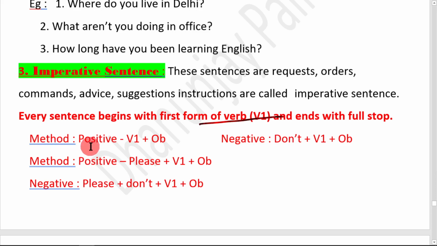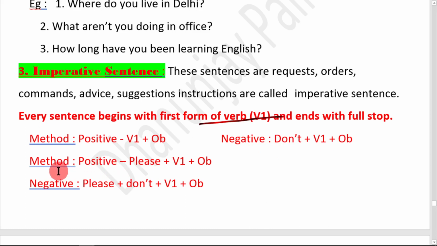Okay, the positive method is V1 plus object. For example, go to school. Here, go is the verb and to school is the object. Negative sentence: don't eat much food. Here don't is used, eat is the V1 verb, and much food is the object.